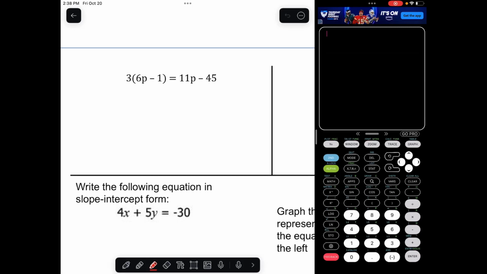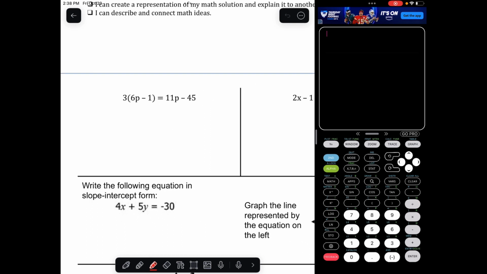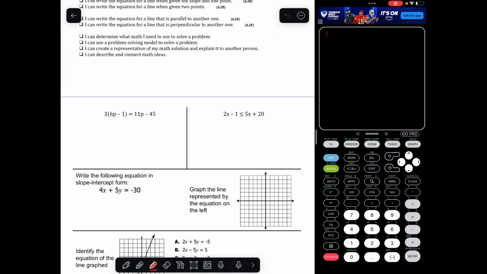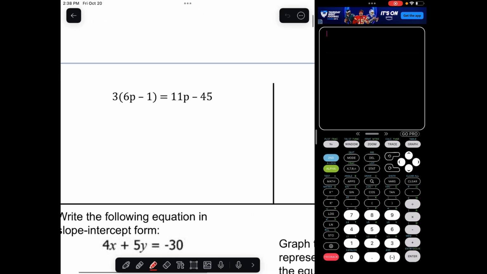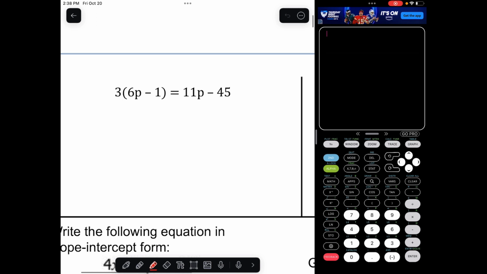All right, we are on our Unit 3 notebook. We're going to be working through our review questions that are on the back of the calendar page in your notebook. These first two questions are solving equations. We did this in Unit 1. We practiced more in Unit 2. So we'll continue to practice this on Unit 3.